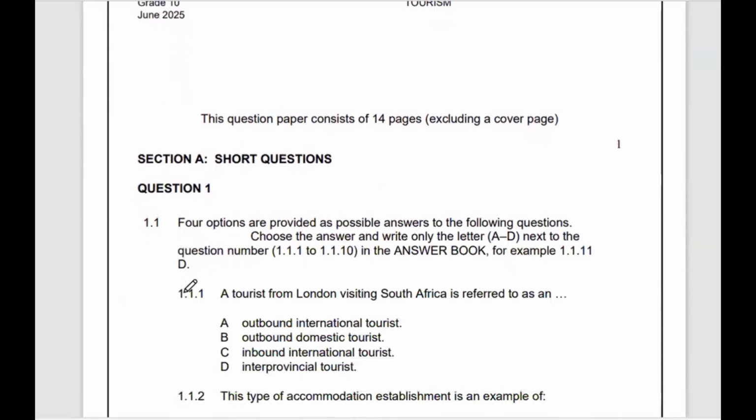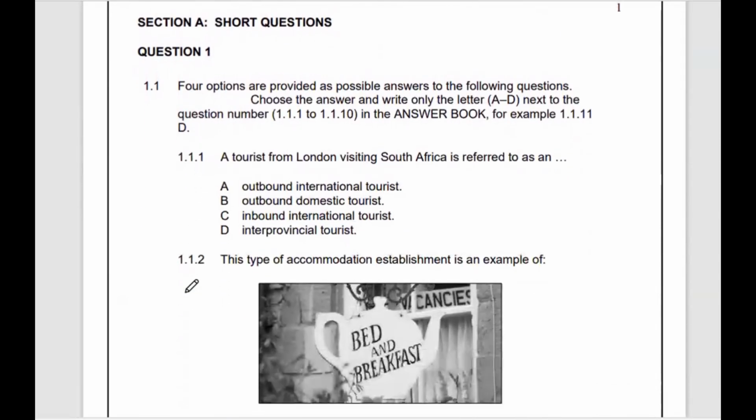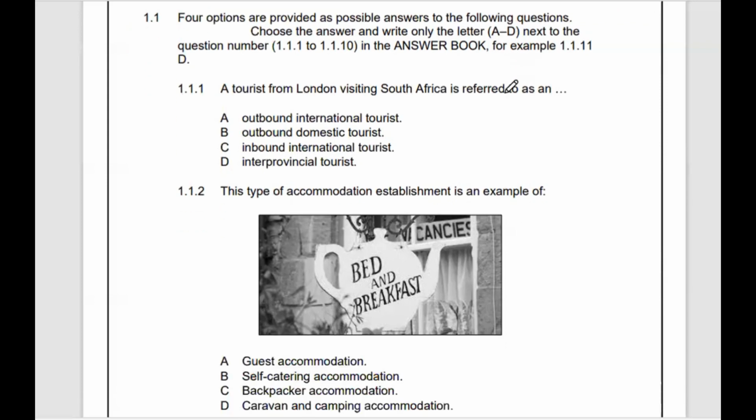We do have multiple choice questions. For each multiple choice question, we'll choose the best alternative or the best response in each scenario. 4 options are provided as possible answers to the following questions. Choose the answer and write only the letter A to D next to the question number 1.1.1 up to 1.1.10 in the answer book, for example, 1.1.11 D.